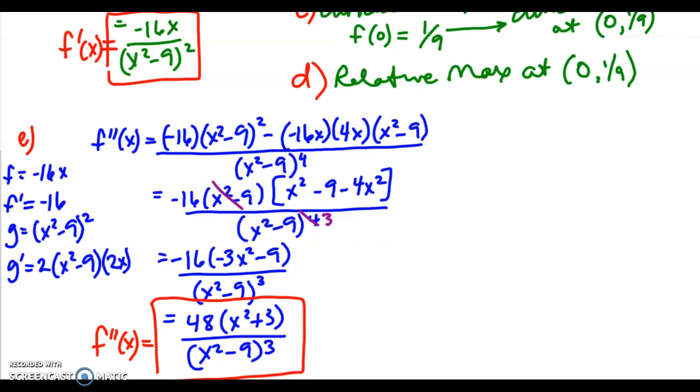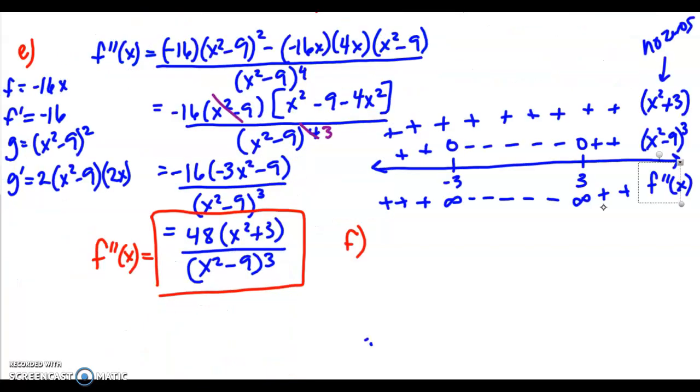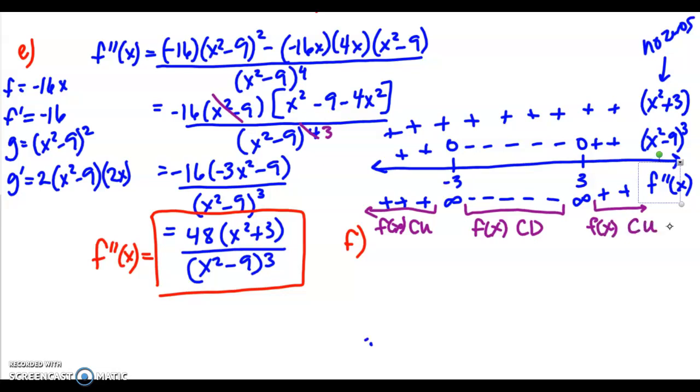Hopefully you got the same. Now I'm going to set up the sign analysis for the second derivative with these factors. So here's the result of that sign analysis, and now we can tell that the original function f of x is going to be, this is negative, so that will be concave down. Here, f of x will be concave up, being that the second derivative is positive, and here f of x will be concave up. So those intervals we can write down.